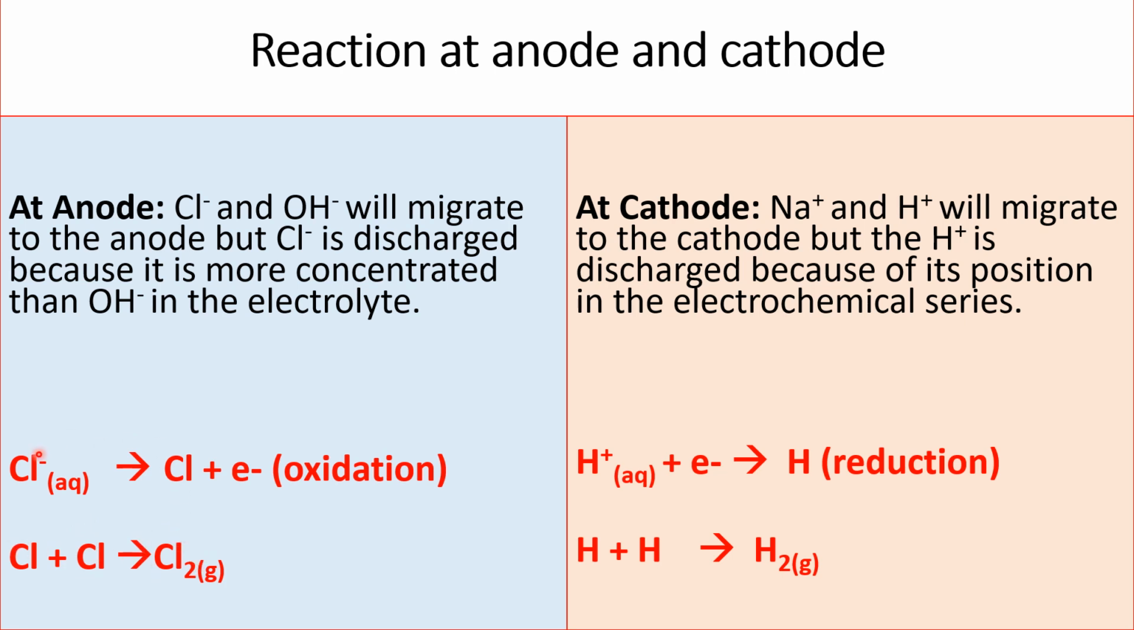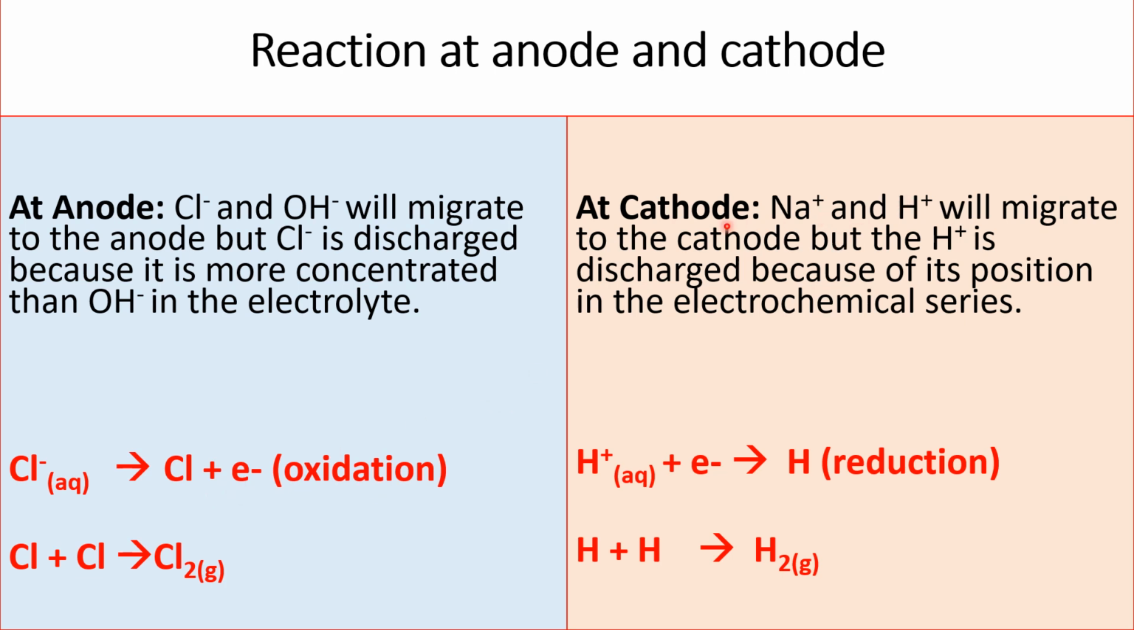So at anode, in the electrolysis of concentrated sodium chloride, Cl minus, that's chloride ion, is discharged at anode, but chlorine gas is liberated. This reaction is oxidation because electron is lost.